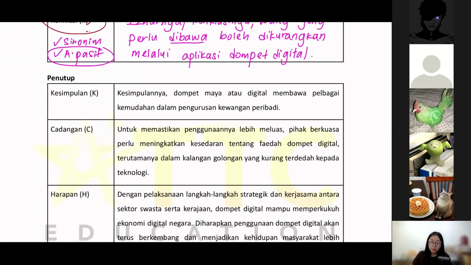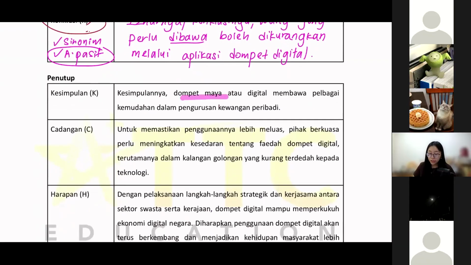Okay, now we go for penutup isi. Kesimpulannya, dompet maya dan digital membawa pelbagai kemudahan. They bring a lot of easy ways and advantages for us. If you don't want to write kemudahan, you can write kemaslahatan. Kemaslahatan is also benefits, just a slightly higher-level word. Okay, ke dalam pengurusan kewangan peribadi, which is managing our personal finances.